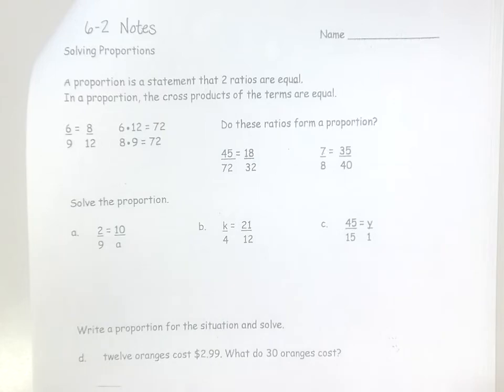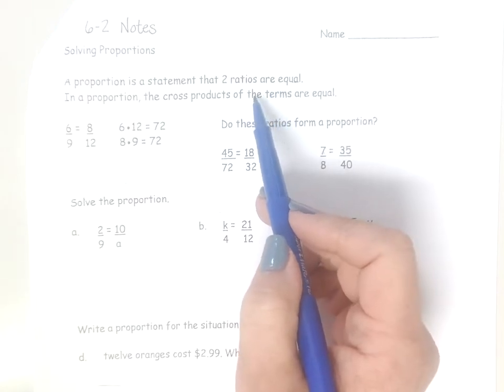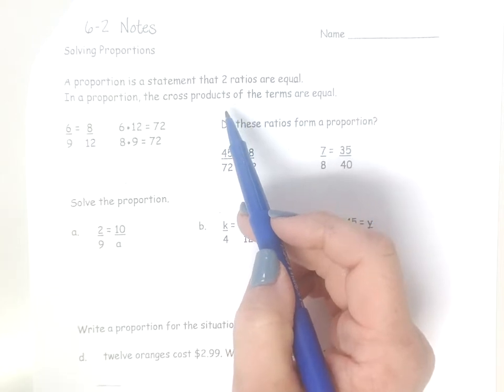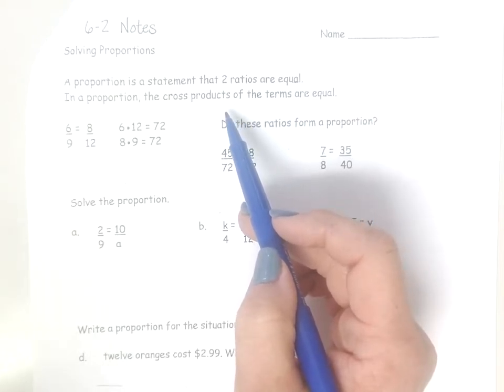So a proportion is a statement that two ratios are equal. Remember, a ratio is a comparison of two numbers by division. So if we set two ratios together that are equal, it makes a proportion. It's going to look like equivalent fractions because the ratios are in fraction form.